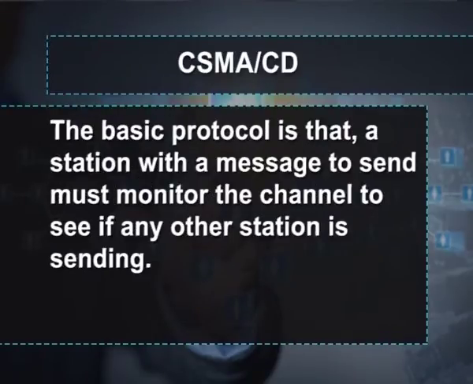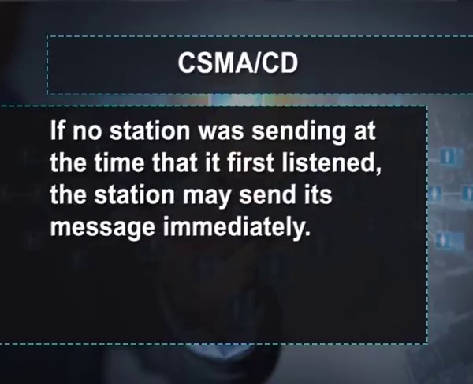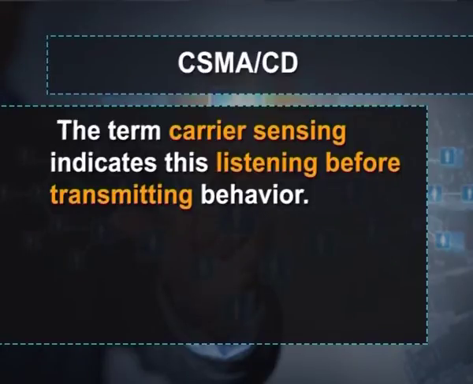The base protocol is that a station with a message to send must monitor the channel to see if any other station is sending. If another station is sending, the second station must wait or defer until the sending station has finished, then it may send its message. If no station was sending at the time that it first listened, the station may send its message immediately. The term carrier sensing indicates this listening before transmitting behavior.